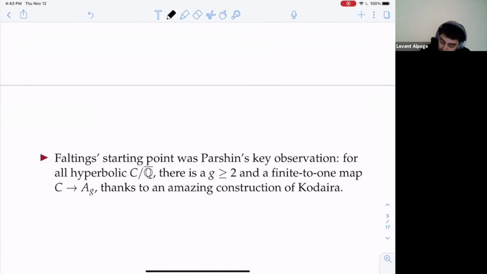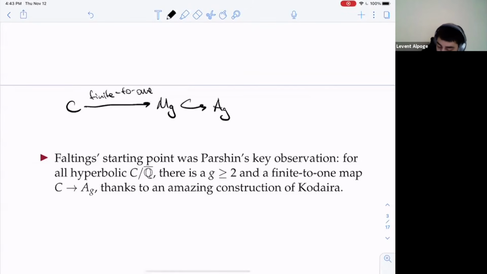So the point is that there's an amazing construction, much older than either of these papers or observations, due to Kodaira, giving you a family of curves over a given hyperbolic curve. So think of that as a non-constant map to M_g. I'll write finite-to-1 because we're interested in finiteness questions, just to emphasize these. And M_g you can think of as sitting inside A_g. So instead of taking the family of curves, you can take the family of Jacobians.